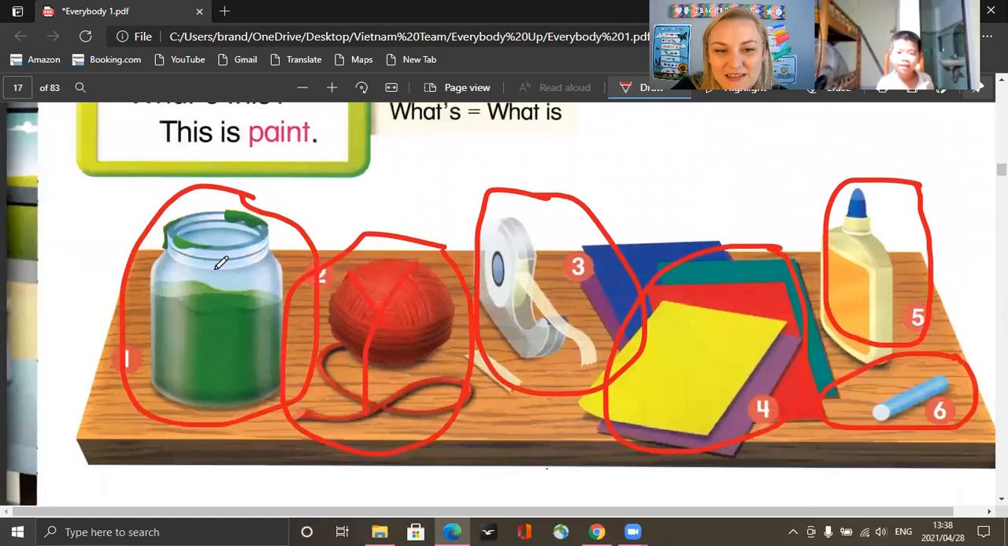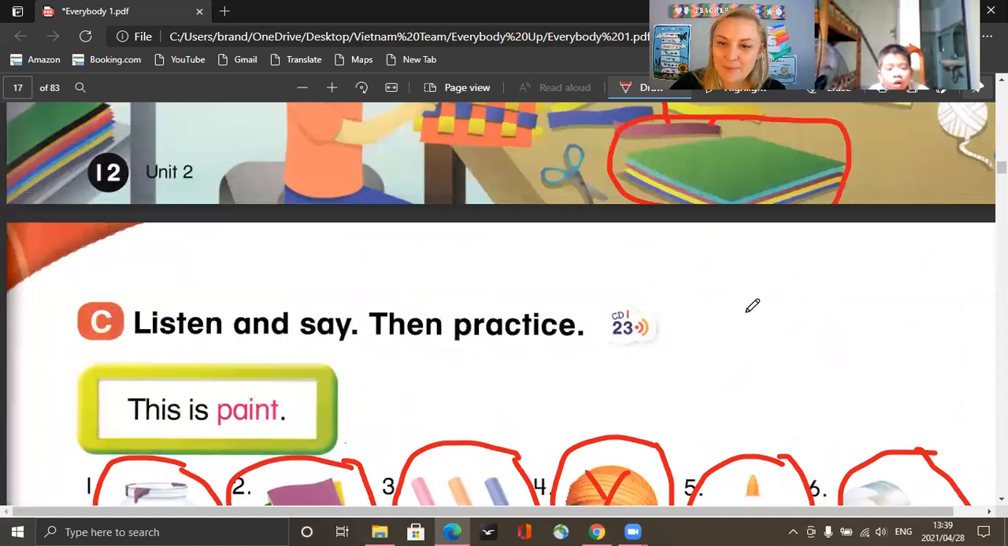Okay, let's try one more. This is pink. What's this? This is yarn. What's this? It is tape. What's this? It is paper. Yes. What's this? This is glue. Yay. What's this? Chalk. Okay, very good. There's a big star for you.